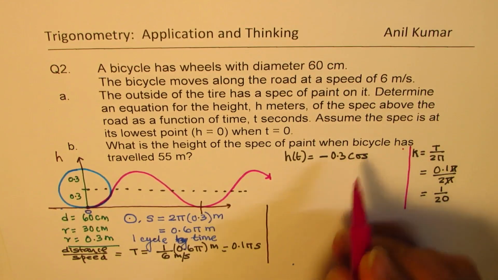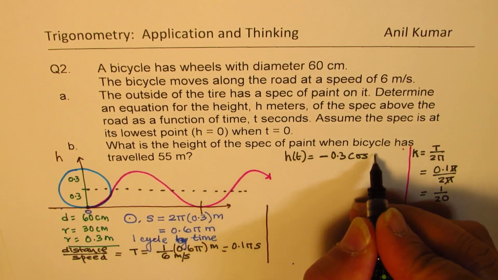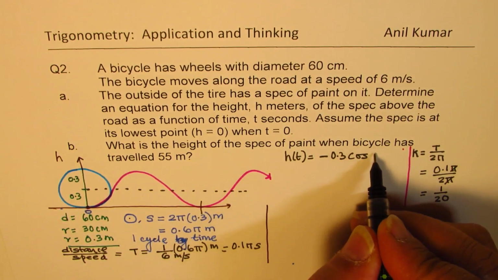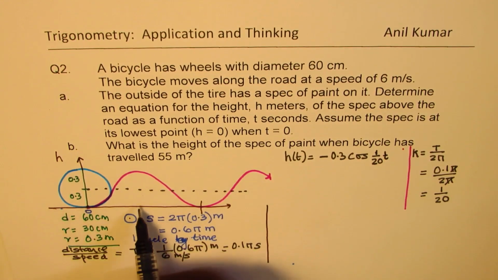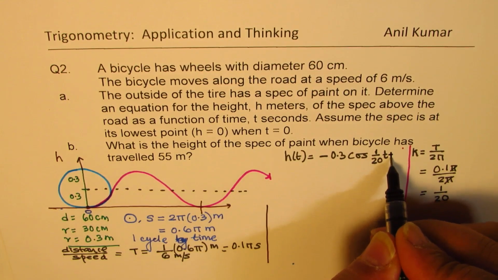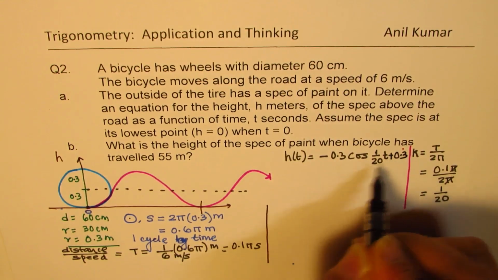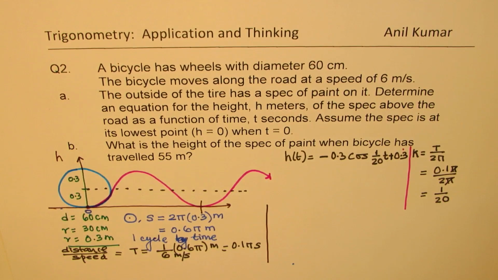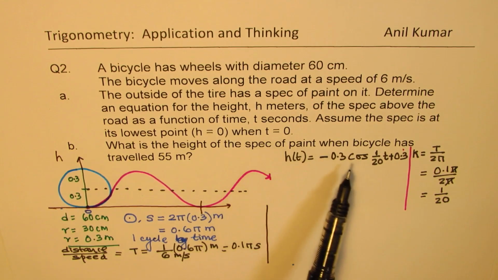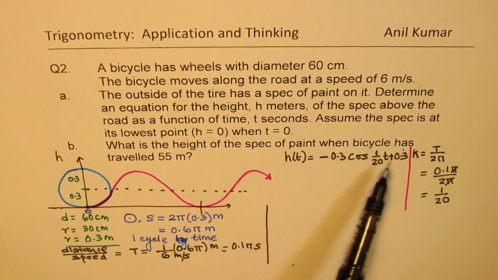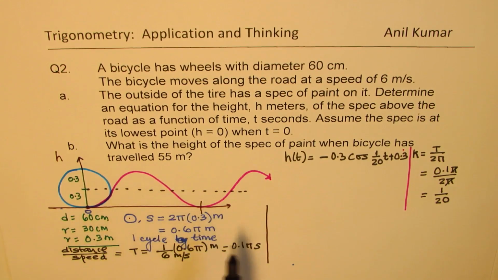Okay. So we substitute this value of k here, which is 1 over 20, right? So we get 1 over 20 t. Plus this is 0.3 above the ground, the axis, so 0.3. So that becomes the equation, correct? So I hope the equation is absolutely clear. We have squeezed in all the information in a small area. So at t equals 0, we get minus 0.3 plus 0.3 as 0, so that works, correct?